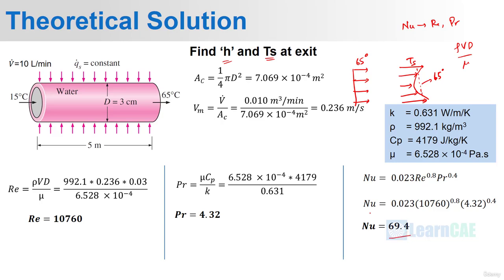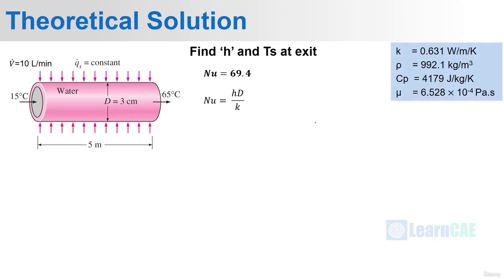Next, based on the Nusselt number, we can find out the convective heat transfer coefficient H. Nusselt number is equal to H into d by K. Therefore, H is equal to K by d into Nusselt number. We can substitute the values. H will be equal to 1460 watt per meter square per degree Celsius.